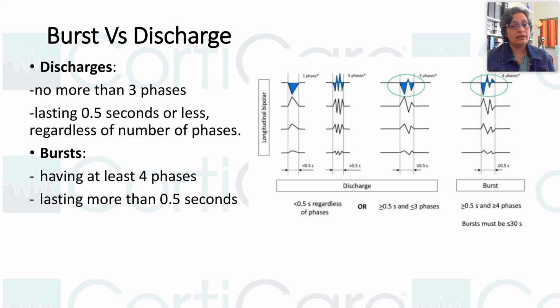A burst lasts anywhere from half a second to 30 seconds. After 30 seconds, you can define the pattern as being discontinuous. So a burst is usually more than half a second, and it goes as long as up to 30 seconds. And bursts usually have at least 4 or more phases.